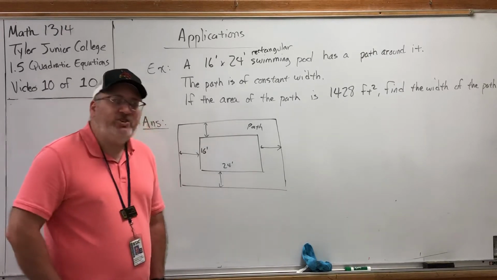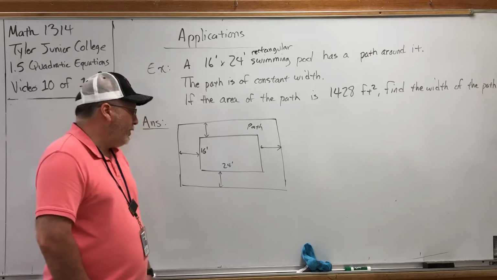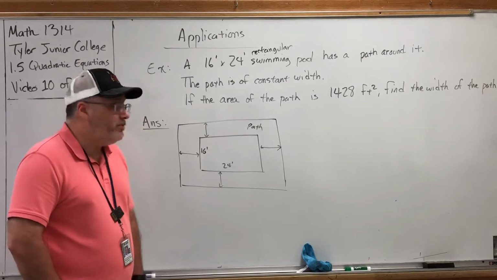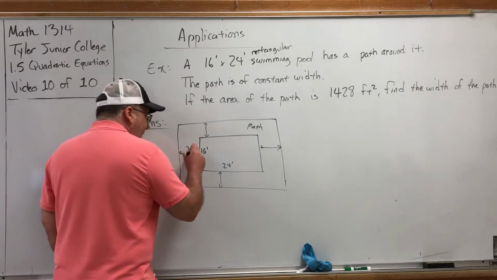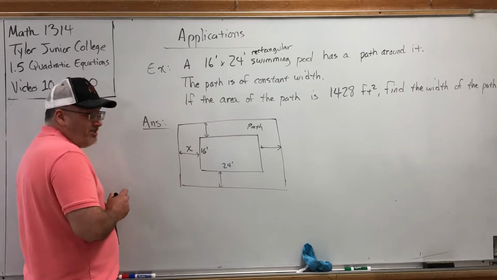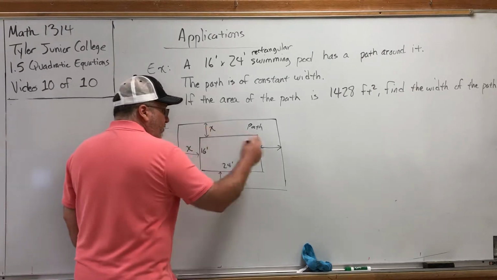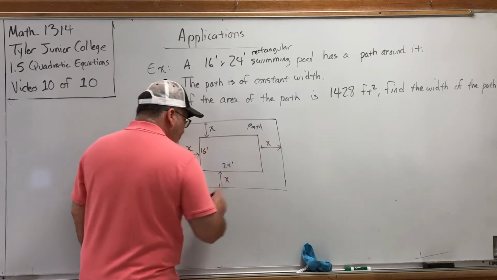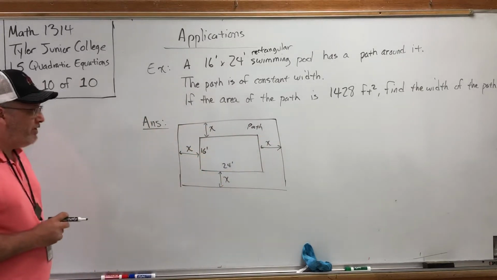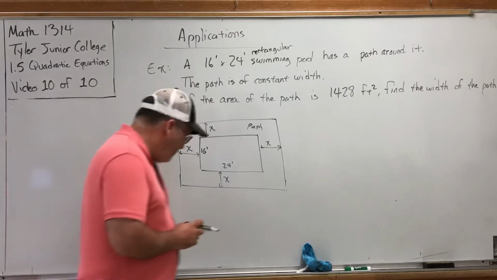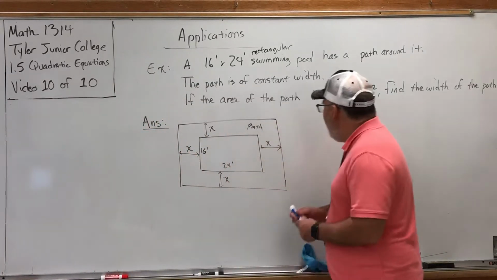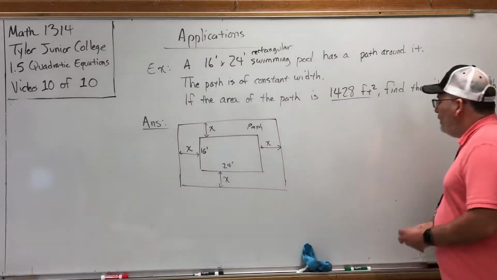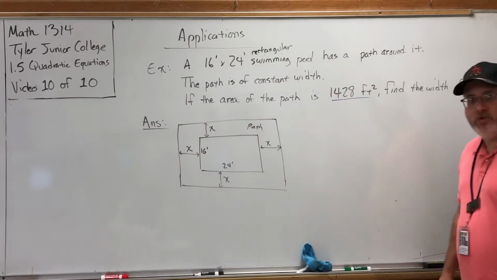So another strategy in word problems is to decide what you're looking for and give it a variable name. Since we're looking for the width, I think this is a good place to put an X. And because it's a constant width, I can put an X all over the place. So how are we going to find that width? Well, what do we know? We know the area of this path is 1,428 square feet.